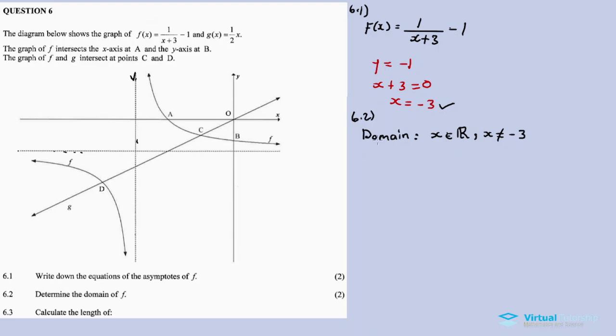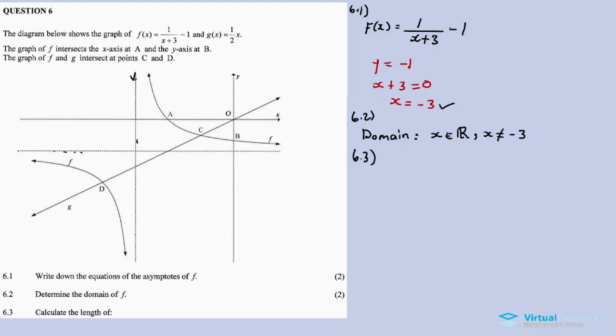So next time when they ask what is the domain of this hyperbolic function, you say x is an element of the real numbers except for the vertical asymptote. What's the range? The range is y is an element of the real numbers except for y equal to minus 1, or except for the horizontal asymptote.